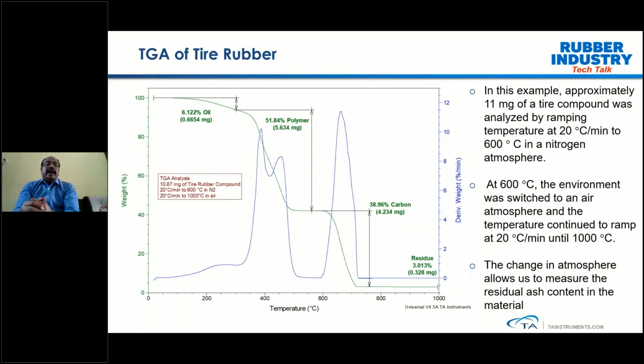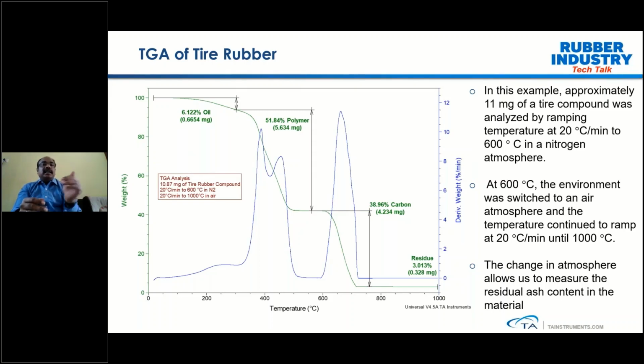It could be made up of either platinum or ceramic, and then we heat it up with a ramp temperature of 20 degrees centigrade per minute up to 600 degrees under an inert atmosphere, which in this case is nitrogen as the inert gas. What we observe is, on the x-axis, the temperature, and on the y-axis on the left-hand side, the weight percentage, and then the second y-axis on the right-hand side shows the derivative weight.